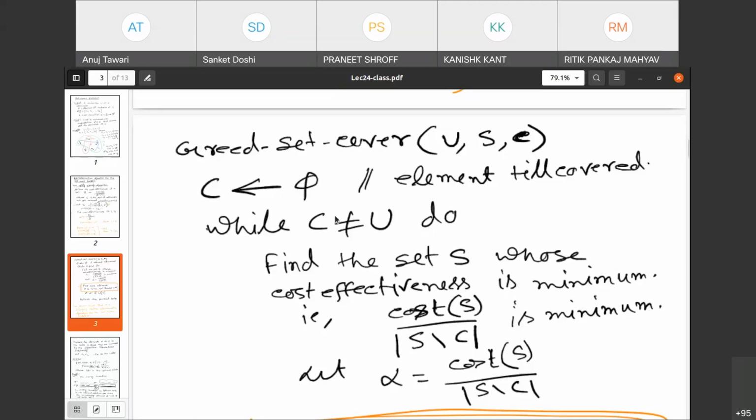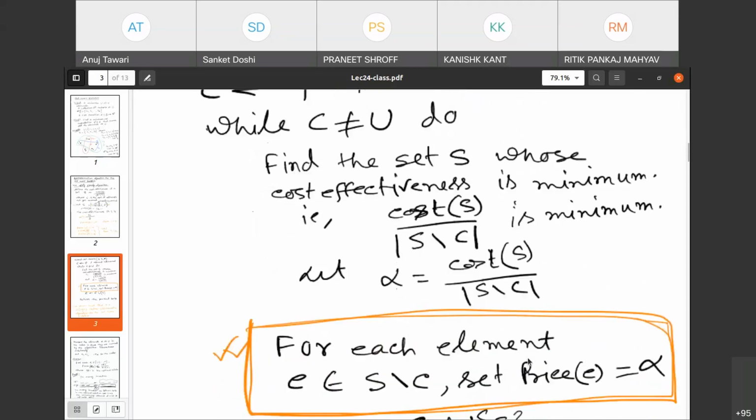Okay. So while C is not equal to the universe, we find the set S whose cost effectiveness, which is just the cost of that subset divided by the number of newly covered elements, is minimum. Here C is the set of already covered elements and S is our set, so the newly covered elements are S minus C. We want this alpha to be minimum.